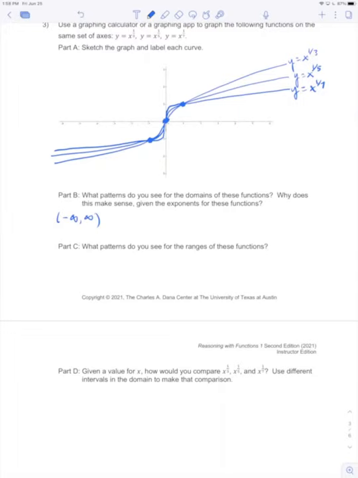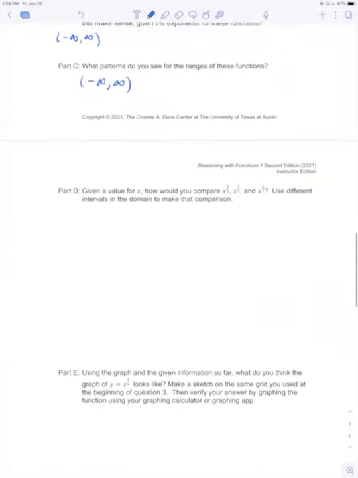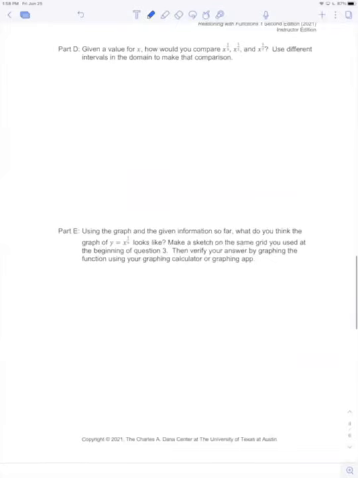Part C, what patterns do you see for the ranges of these functions? Well, all the ranges are all real numbers, and I'll use interval notation again to write that -infinity to infinity. Part D, I'm going to just scroll this up here. Given a value for x, how would you compare x to the 1/3, x to the 1/5, and x to the 1/7? And then use different intervals in the domain to make that comparison.